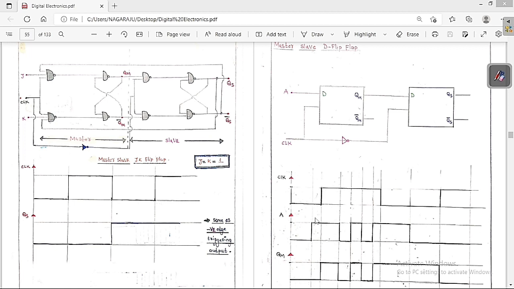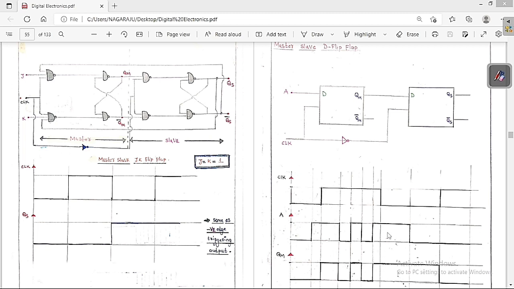So now initially the clock is 0 up to here, so I am going to assume the initial output is 0. Whenever the clock is high, whatever the input, same thing we are going to get. So up to here, whatever the input, same thing we are going to get. This exact figure we are going to get here, the same input figure I have drawn.